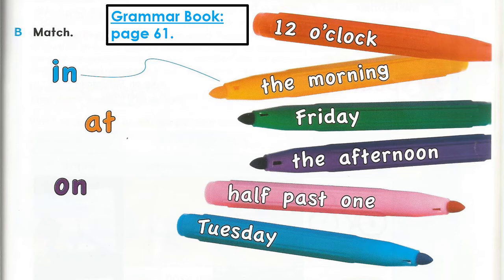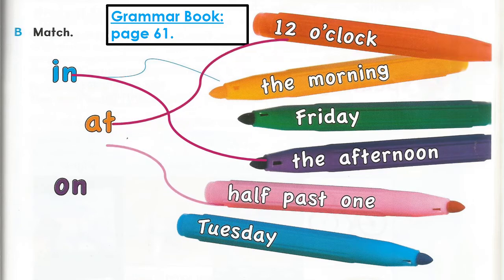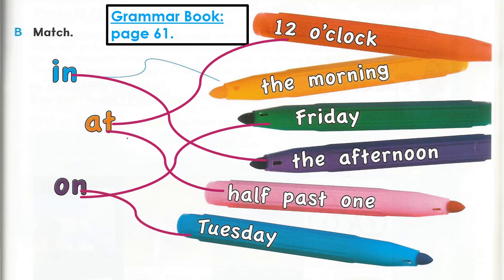In. He did it before. In the morning. So in the morning. And in the afternoon. So we put in before any part of the day. Preposition at. At 12 o'clock. Or at 1:30. Preposition on. We say that on comes before the days of the week, like on Friday or on Tuesday. So in will go to in the morning, in the afternoon. At will go to at 12 o'clock and at 1:30. On will go to on Friday and on Tuesday.